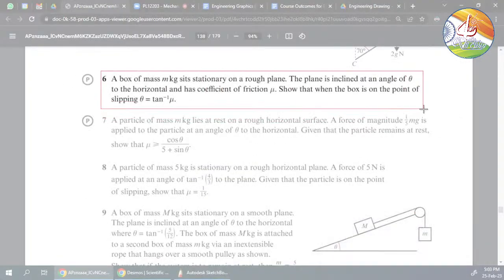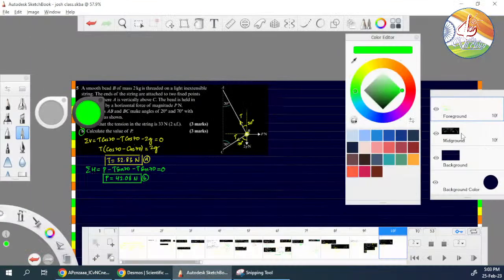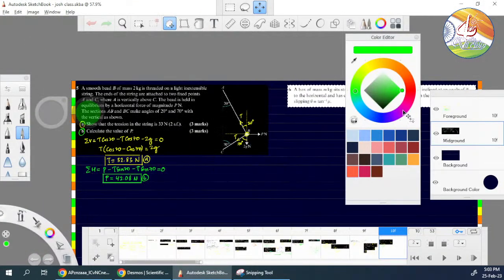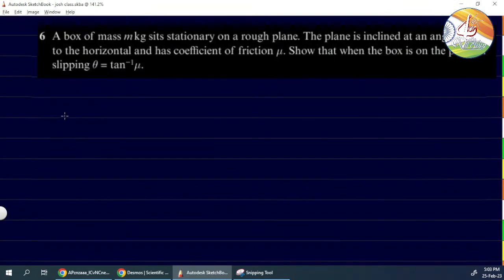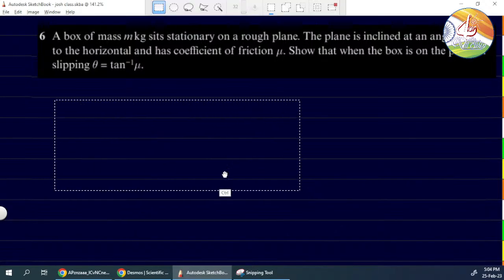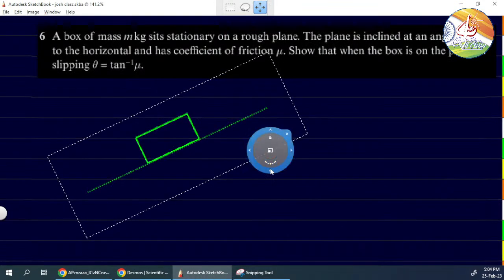Sixth one. A box of mass m kg sits stationary on a rough plane. The plane is inclined at an angle of theta to the horizontal. Coefficient of friction is mu. Show that when the box is on the point of slipping, theta is equal to tan inverse mu. So let's take a plane like this. Actually the plane is inclined, right? So let's keep the box like this, and this is inclined, correct?